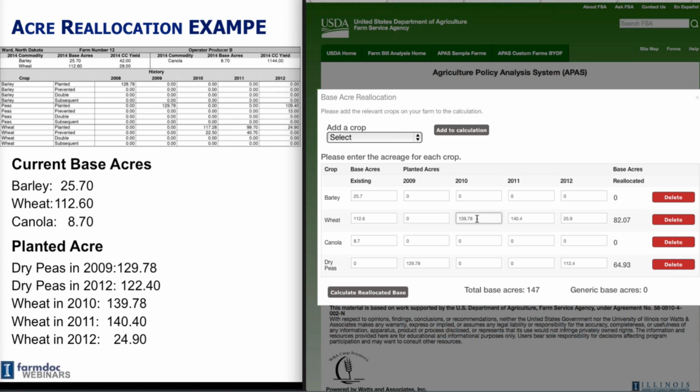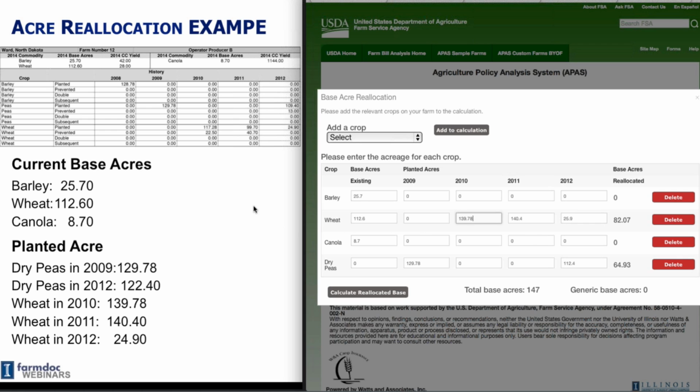And this number here, this 139.78, or any one of these numbers, if you're going back to this sheet, is planted acres plus prevented planted acres plus double crop acres. Subsequent acres do not enter into the calculations. It's planted, prevented, and double crop acres. So if you add those three up, that's the number that goes there.